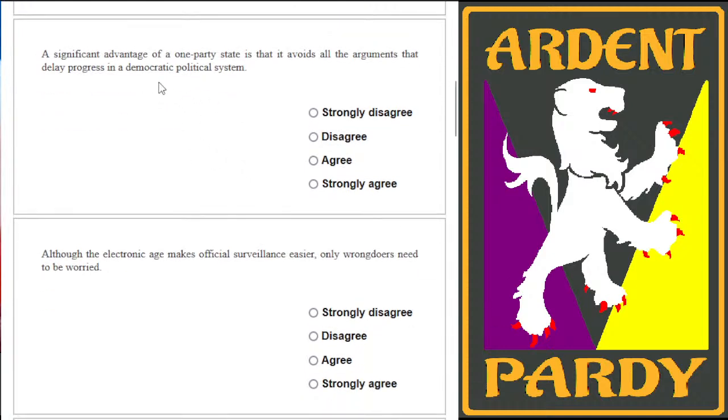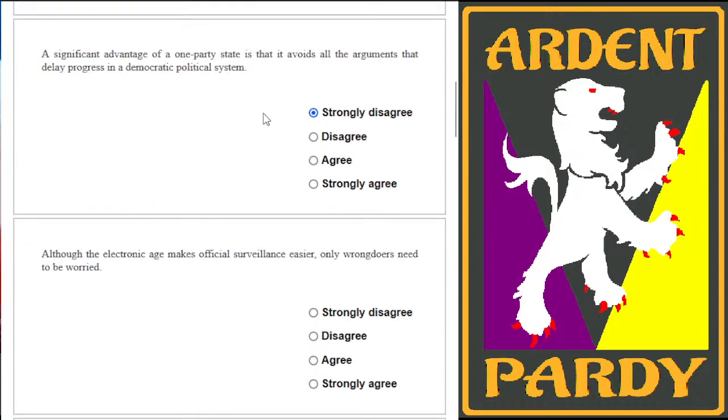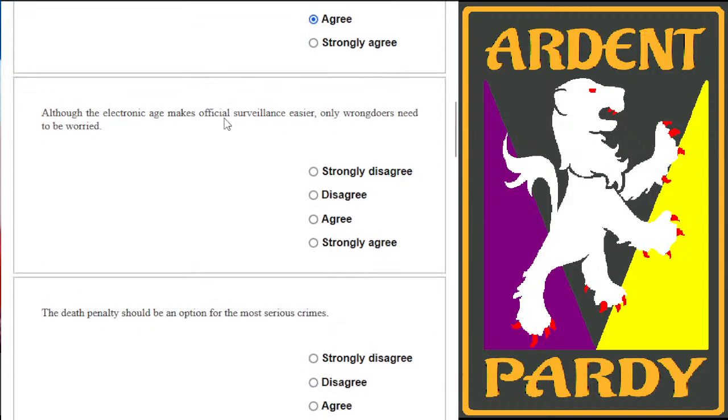A significant advantage of a one-party state is that it allows all the arguments that delay progress in a democratic political system. It avoids all the arguments. That is a significant advantage of a one-party state. But I still disagree, because fuck the one-party state. Actually, no. Now that I'm thinking about it, I do tend towards monarchy. I'm going to agree. But lightly agree.